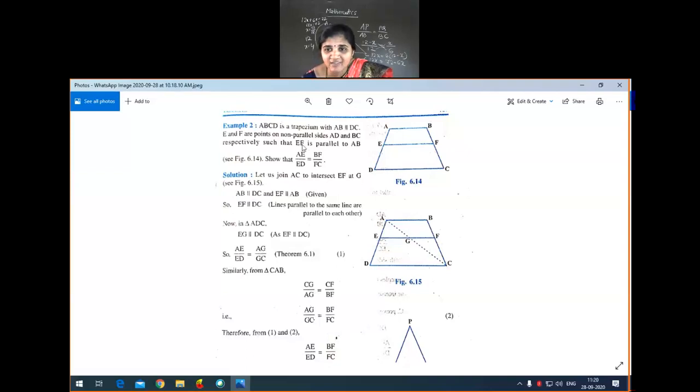So what we have to show? They have given what we have to show actually: AE by ED equals BF by FC, prove that. For that, first step, in triangle ADC apply BPT. Then for triangle CAB apply BPT and take the reciprocal of the ratio. Then compare equation 1 and 2, by axiom 1, things which are equal to the same thing are equal to one another. According to that, we got the result AE divided by ED equals BF divided by FC. Got the clear picture of this problem now, example 2.